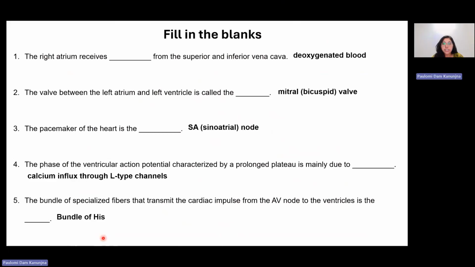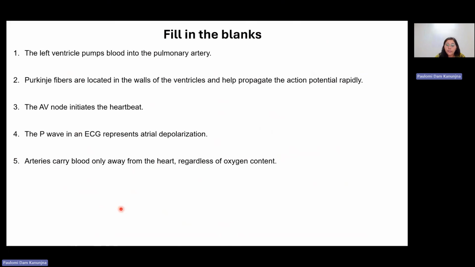Right. So coming to the answers, I said the right is for deoxygenated blood. The left valve, or the left atrioventricular valve, is the mitral or bicuspid valve. Pacemaker is the SA node. The plateau phase is due to calcium influx, which is through L-type channels, and the bundles are called the bundle of His. And now you have true and false.